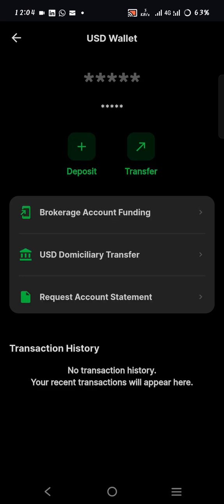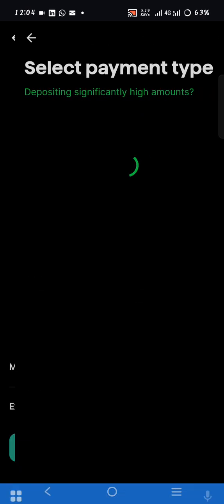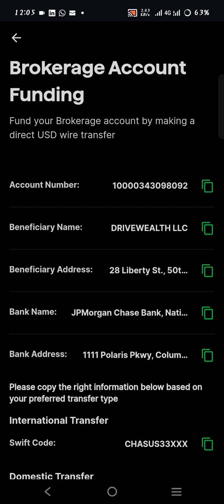You can see that there is no account funding here, so we cannot fund it through our Nigerian account, but let's give it a try. I intend to deposit $20, so deposit 20. You can see here we only have US debit and credit card, US domiciliary account, and our brokerage funding account. The first two we cannot use, but let's see the other option.